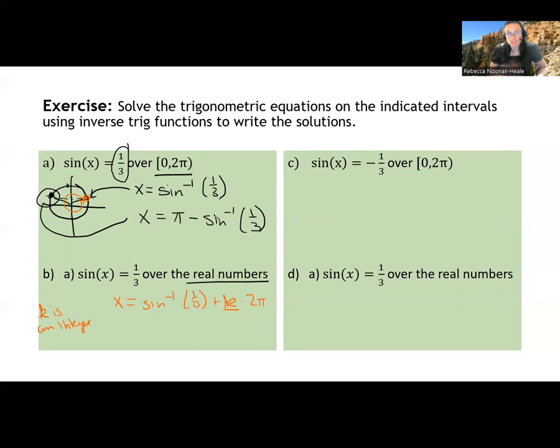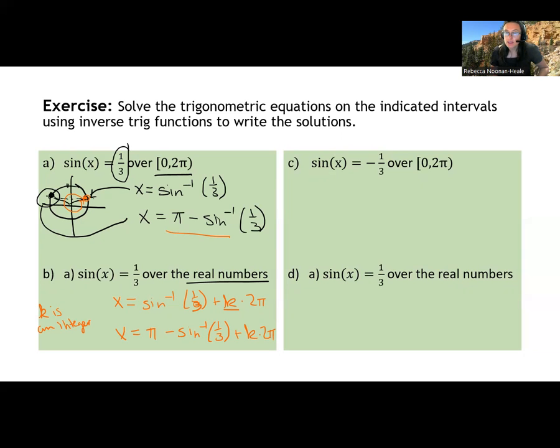Because the integers stand for -1, -2, -3, that'd be going around the circle backwards, or 0, 1, 2, 3, those are the number of times going around the circle in a forward direction. And then we also add in pi minus sine inverse of 1/3 plus k times 2 pi. And there we go. We have found all the answers to the equation from 0 to 2 pi and over all the real numbers. Let's move on to the next part.